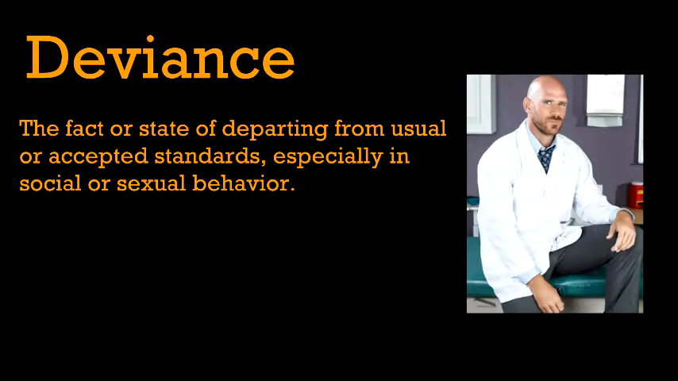Deviance describes an action or behavior that violates social norms, including a formally enacted rule, as well as informal violations of social norms. Deviance is a behavior or disposition that is not in conformity with an institutionalized setup or code of conduct.